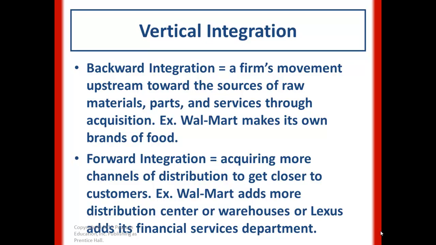Backward integration is a situation when a firm moves upstream toward sources of raw materials, parts, and services through acquisition. For example, Walmart makes its own brand of food by going back into the supplier stream and becoming suppliers by themselves. Forward integration, on the other hand, is a situation when a firm acquires more distribution channels to get closer to the customer. An example is Walmart adding more distribution centers or warehouses, or Lexus adding a financial services department in order to offer financial services to customers.